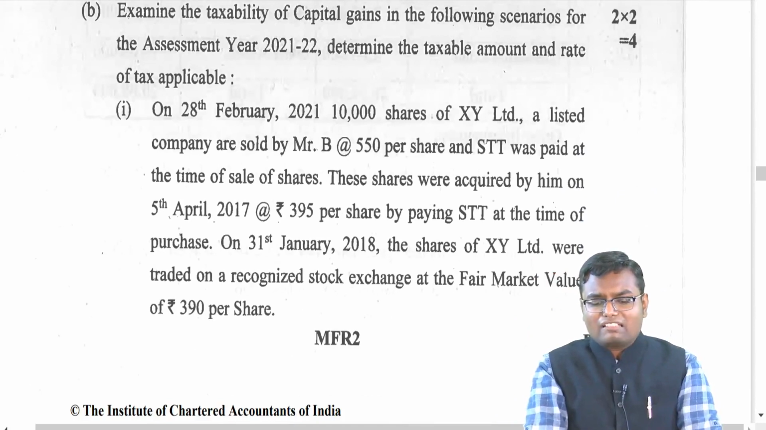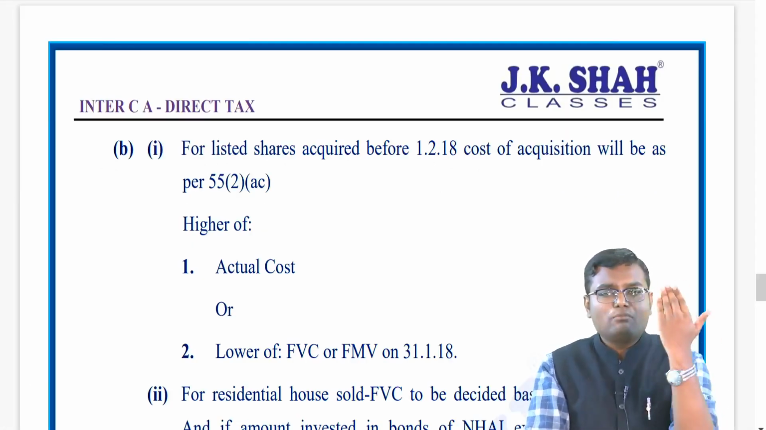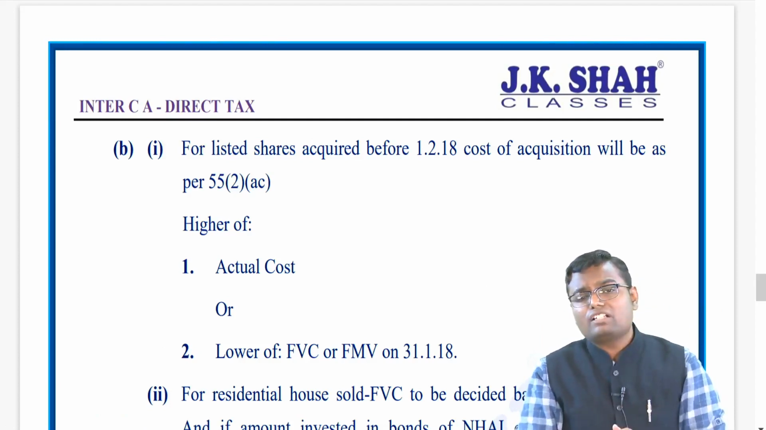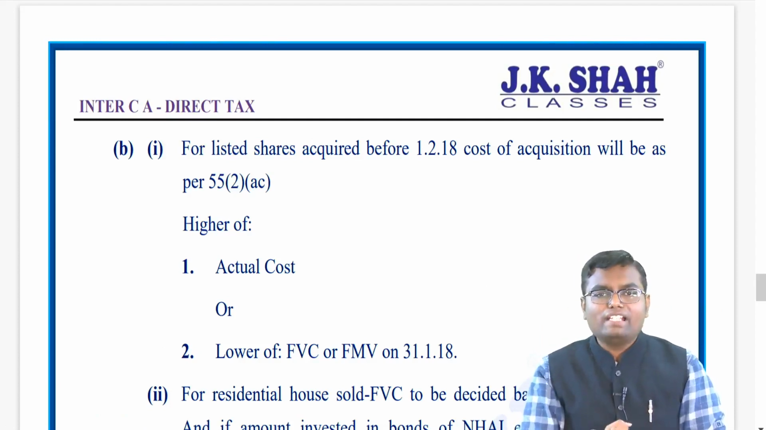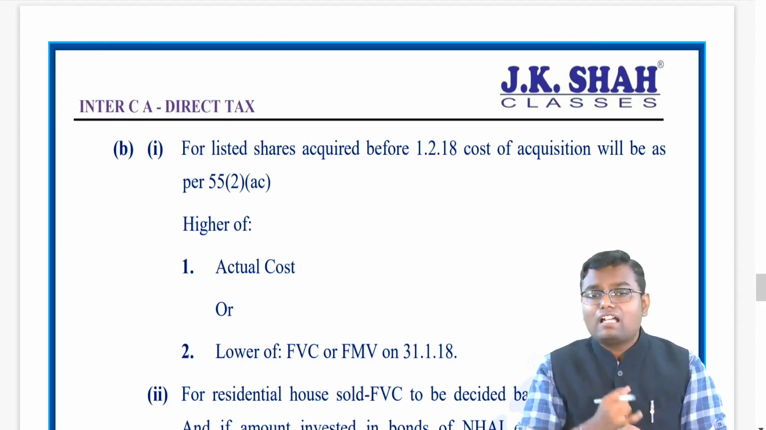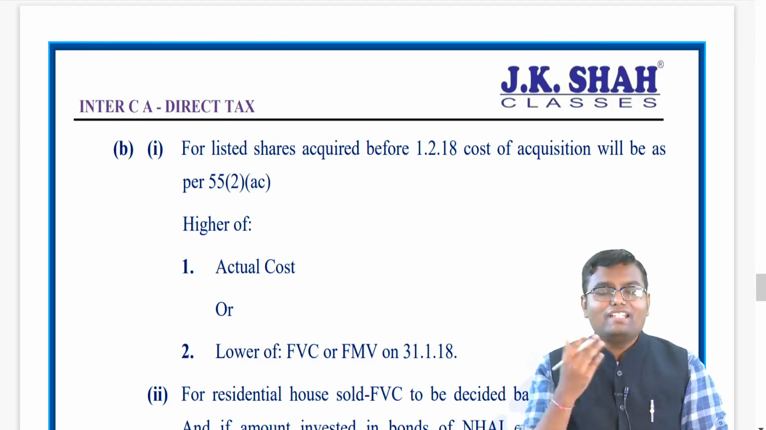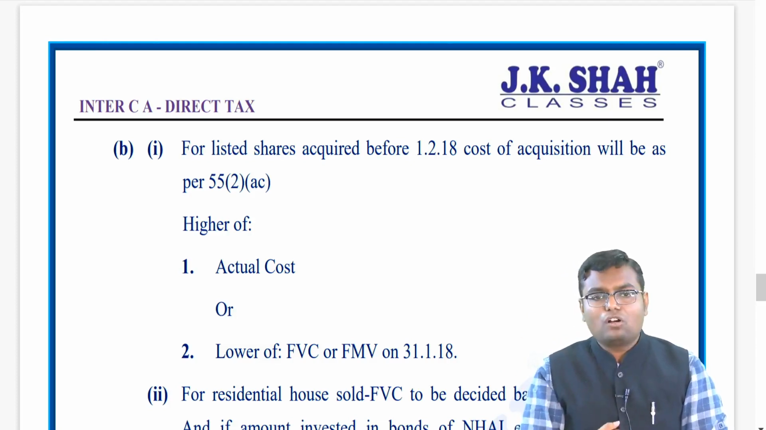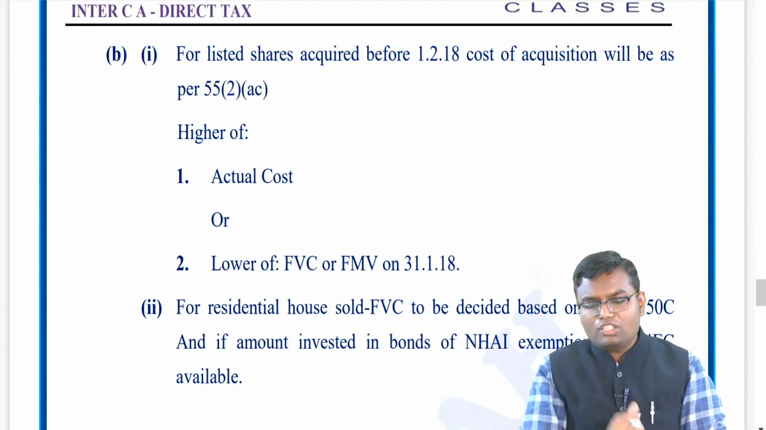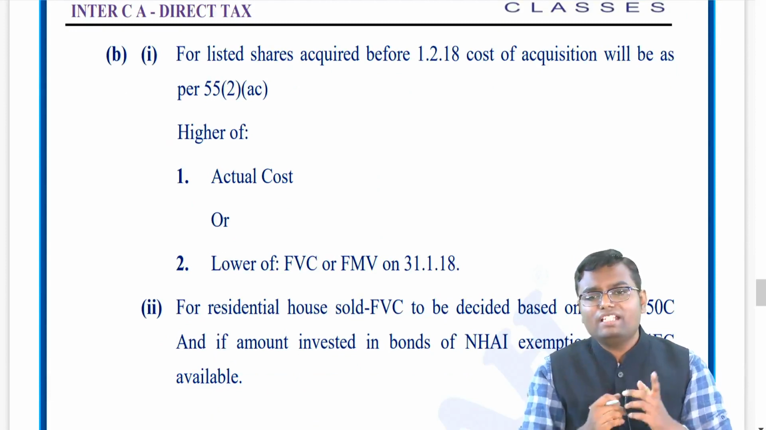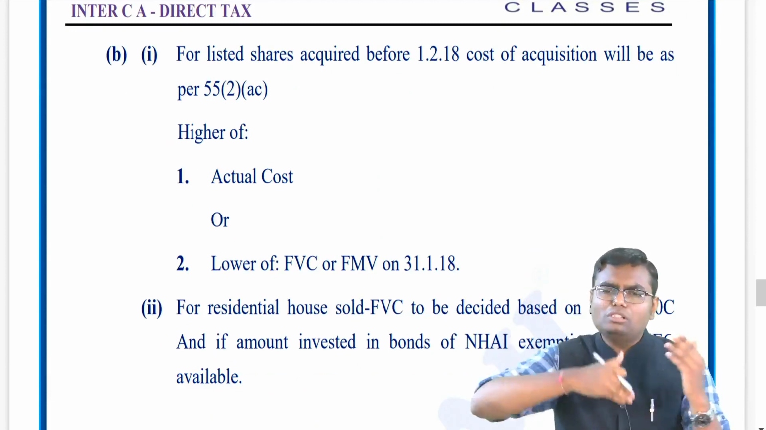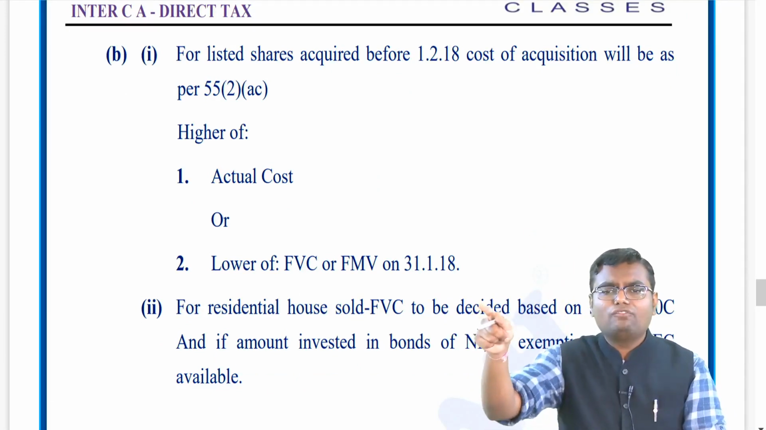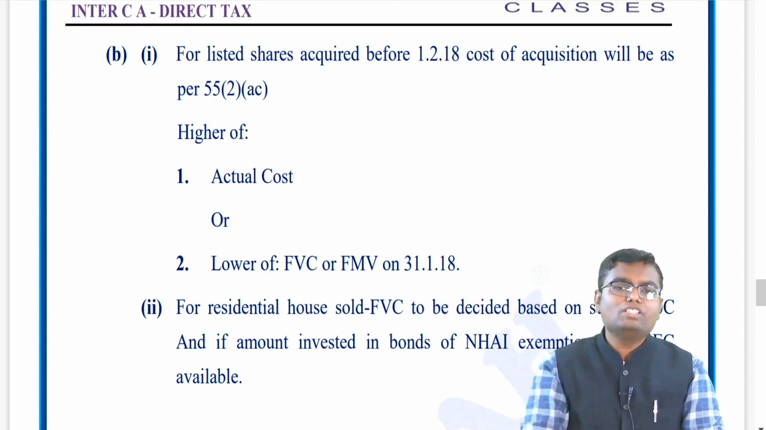Then question number 3B, a 4-marker question, with a 2-marker small capital gain point. First of all, they have asked about listed equity shares on which you have paid security transaction tax at the time of both purchase and sale, and those shares were acquired prior to 1st February 2018. The only relevant point is how to determine the cost of acquisition. It is as per section 55 subsection 2 clause AC: the lower of full value of consideration or FMV on 31st January 18, whichever is lower, or actual cost, whichever is higher. That cost without indexation, deduct from the full value of consideration, and the balance will be your capital gain.